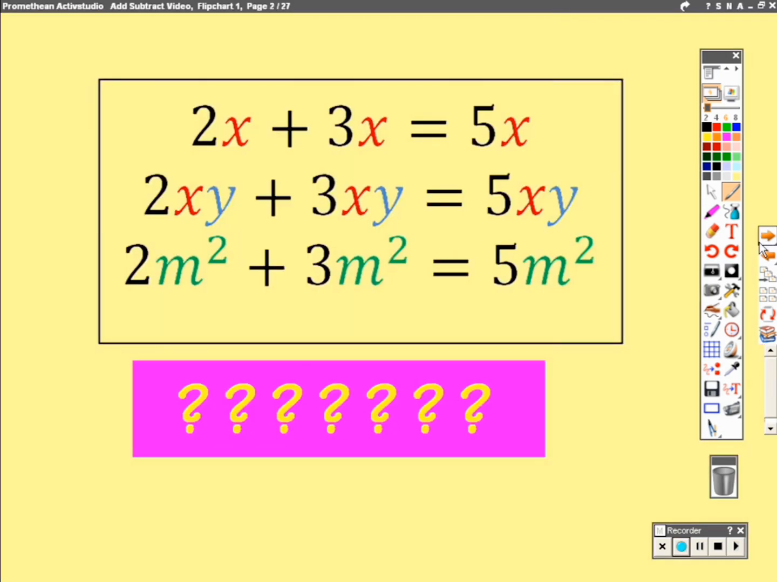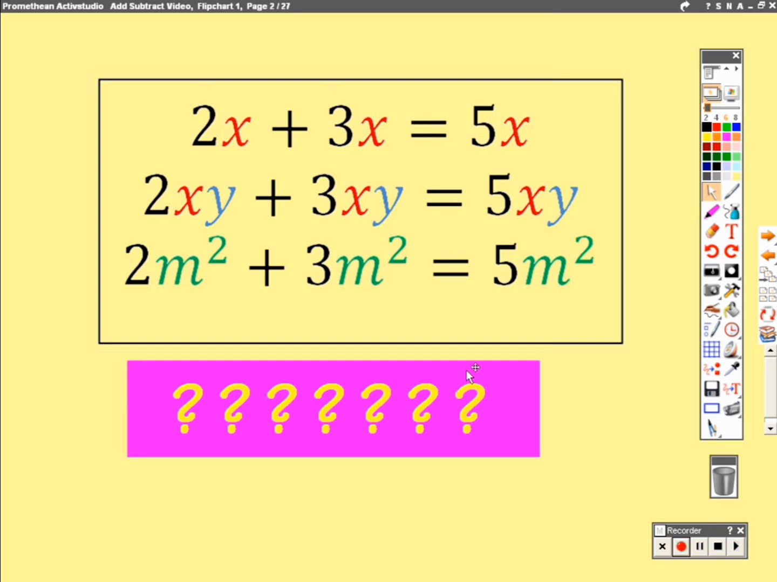Today we're going to talk about how to add and subtract radicals. Well, before we do that, let's talk about how to add or subtract variables. Remember way back when we did Algebra 1, your teacher taught you that if you had 2x's and you added 3x's, the answer would be 5x. And then they tried to complicate it and they said 2xy's plus 3xy's. Well, guess what? That's still 5xy's. 2m squared plus 3m squared is 5m squared. So as long as the variables look the same, you are allowed to simply add the coefficients.